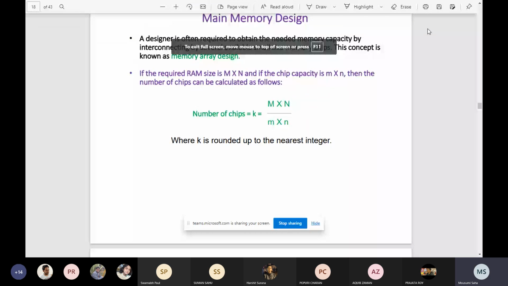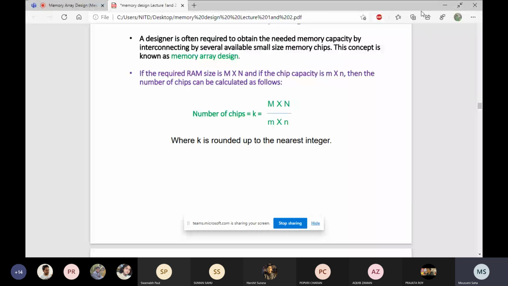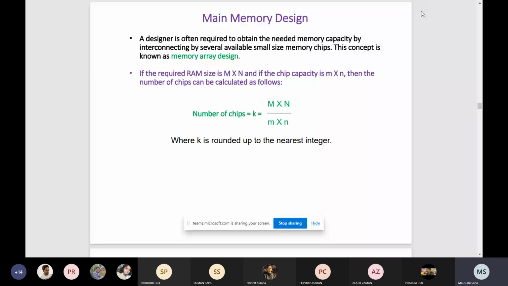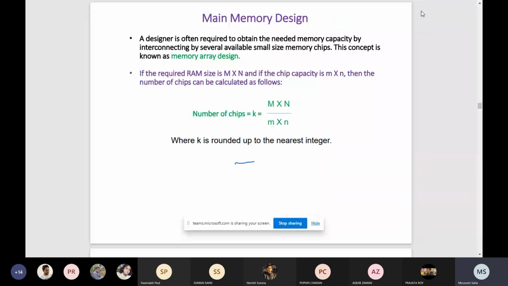Now, what has happened? What is the problem that is going on? See that, we have, suppose, one processor or CPU, whatever it is. It has some address buses. You know that a CPU also has some address buses, some data buses, some control signals.